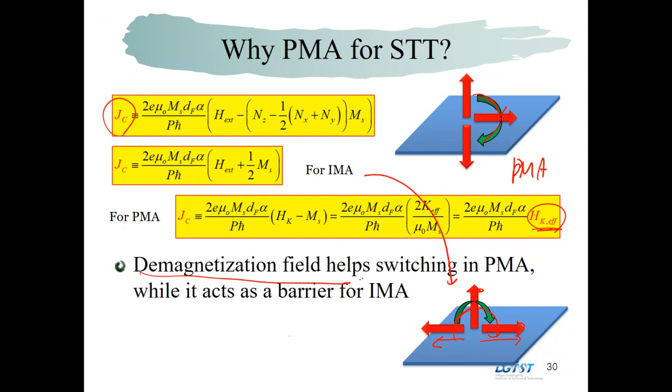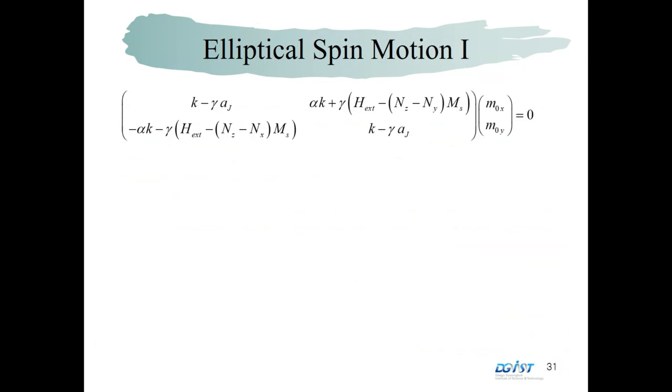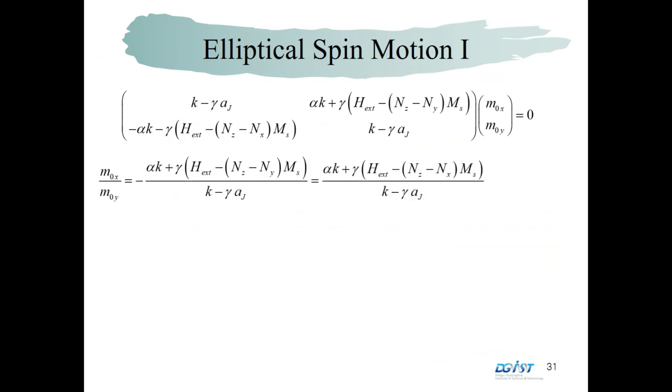The demagnetizing field can help the switching in the PMA, while the demagnetizing field acts as a barrier for the IMA. So if we make the PMA for the MTJ, we can get a smaller critical current density. So we solved this matrix equation already, and we obtained the value of k for the oscillation case, damped case, or switching case.